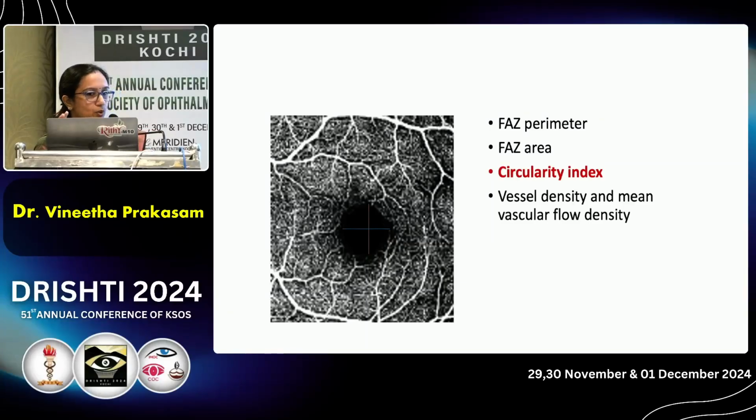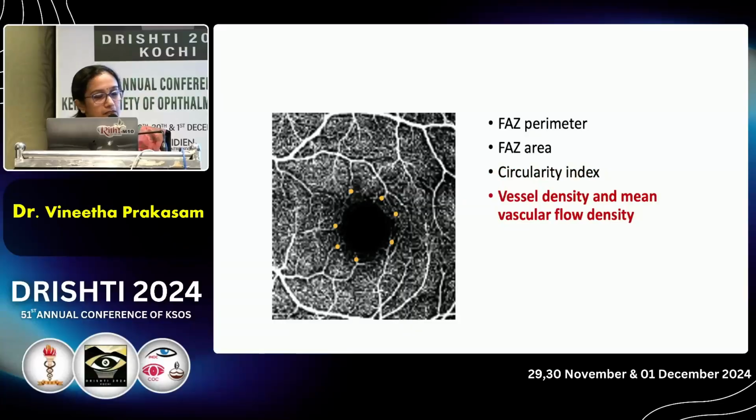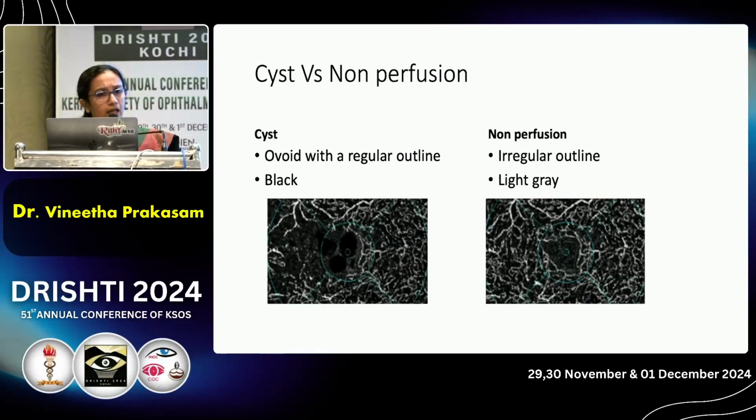Several studies have shown that even with normal foveal avascular zone area, loss of circularity or irregularity of the FAZ is a sign of impending ischemia. Then other vessel parameters like vessel density and mean vascular flow density, that is based on the perifoveal vessels in the foveal area. Now, how do you differentiate between a cyst and a non-perfusion in an OCTA image?